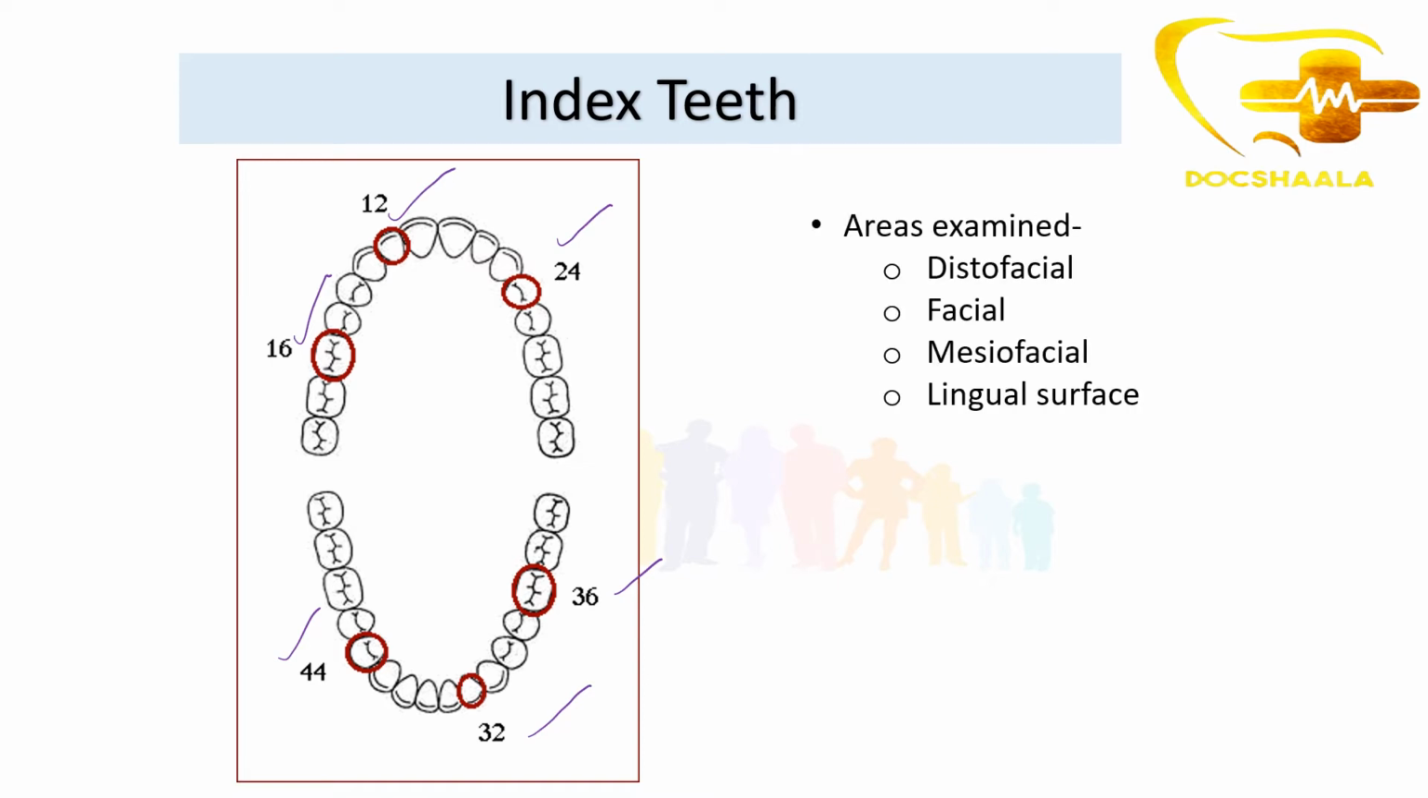So what are the areas that we examine? We examine the distofacial surface. When coming to this tooth, this is the distofacial surface. We examine the facial surface, the mesiofacial surface, and we also examine the lingual surface. So the distofacial surface is this, right? We don't go beyond this. These are the areas which are examined.